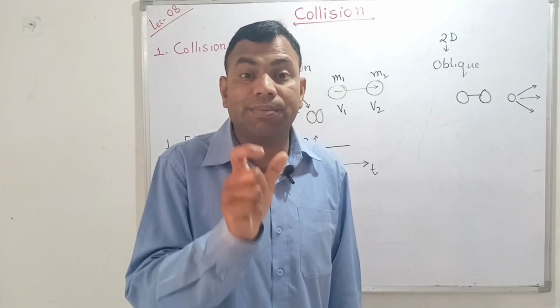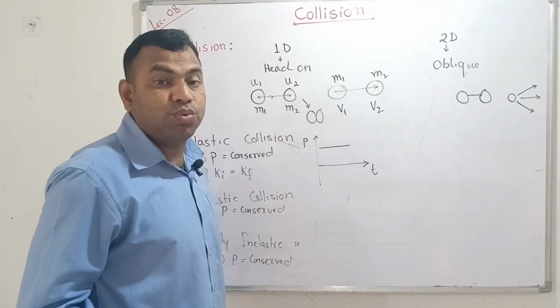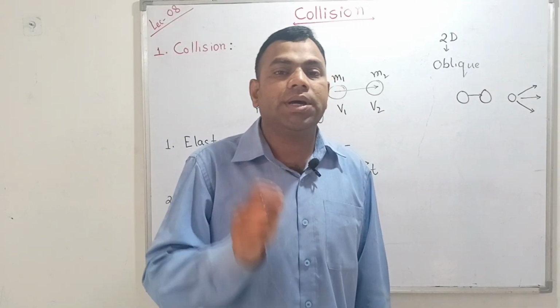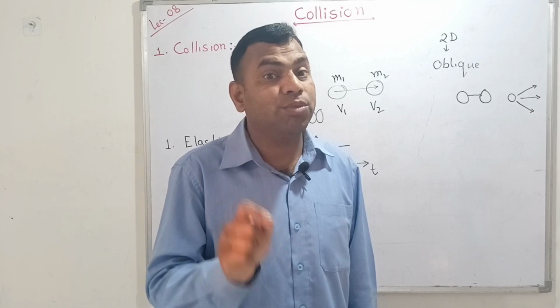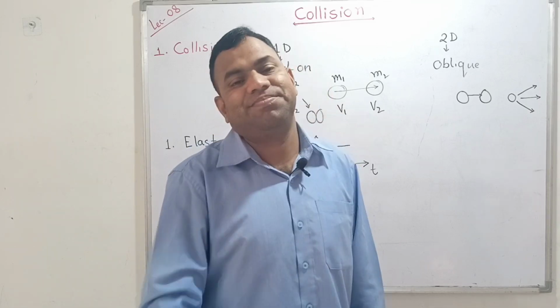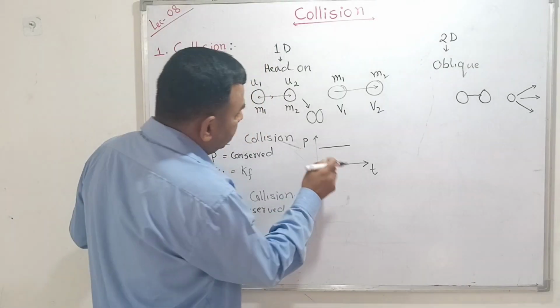Only the momentum is conserved for the system, that is m1 u1 plus m2 u2, the initial momentum, and m1 v1 plus m2 v2, that is called the final momentum of the system. So not individual. This happens. This is the P and T and a constant.